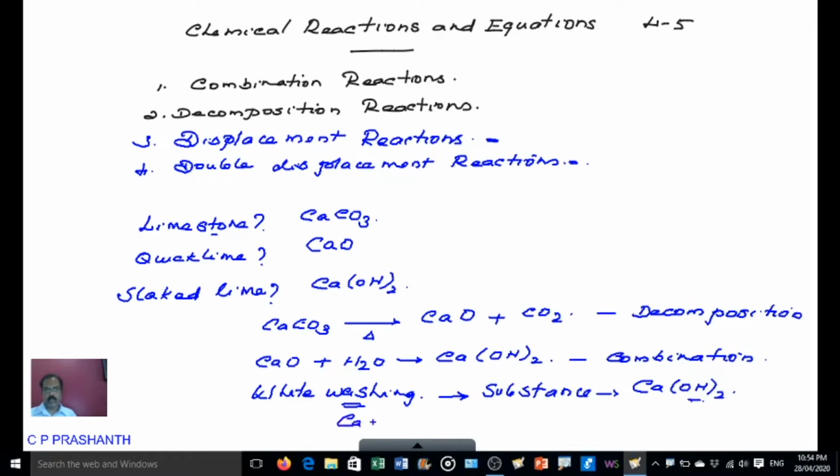So what happens is this calcium hydroxide reacts with carbon dioxide present in the atmosphere, and this is a combination reaction to produce calcium carbonate, which is a white substance. So this is the principle of whitewashing. What you apply on the wall is calcium hydroxide, which is a colorless substance, and by reaction with the carbon dioxide it gets converted to the white colored calcium carbonate.